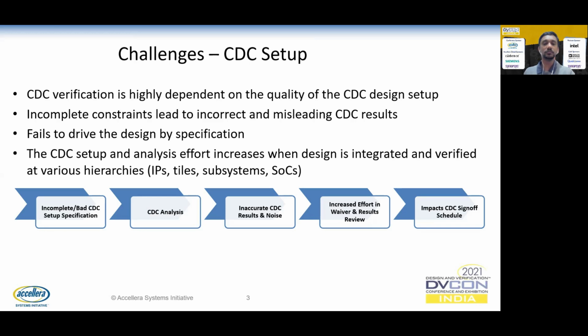Incomplete constraints lead to misleading CDC results and thus failure to drive the design by the specification. The complexity further increases if the design is verified at various levels of the hierarchies. With experience and with increasing design knowledge, engineers learn to write better constraints for a particular design. But initially, we need to get some guidance from the CDC analysis to reduce this effort.